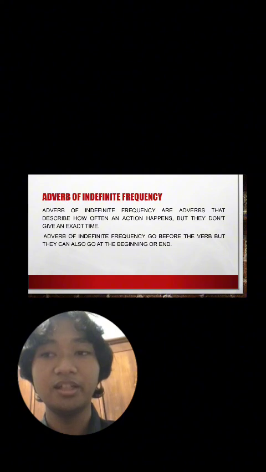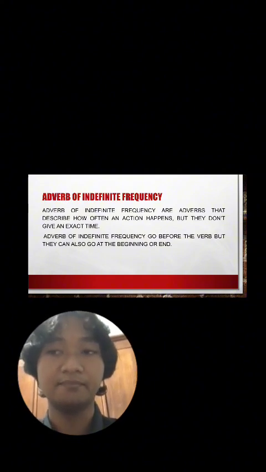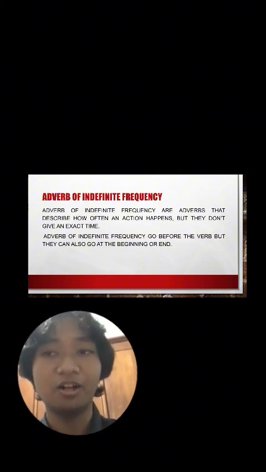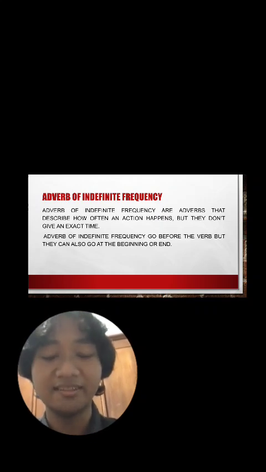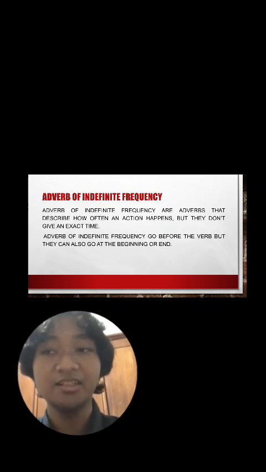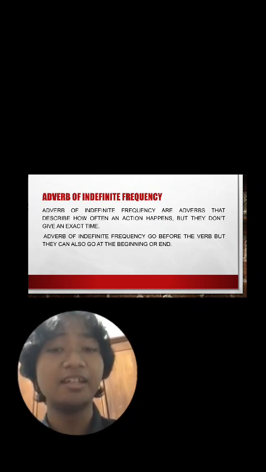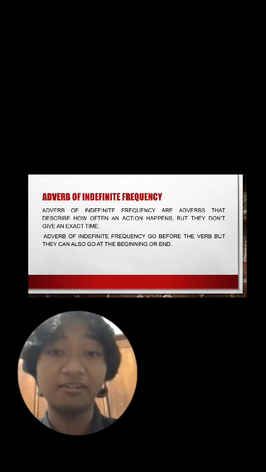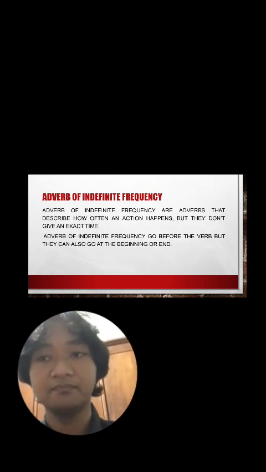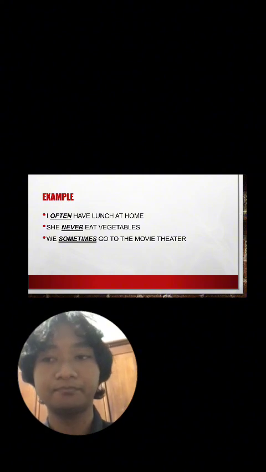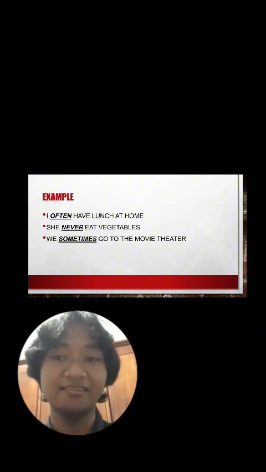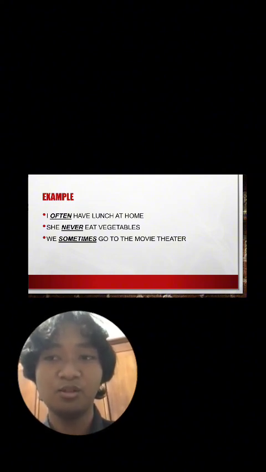Adverbs of indefinite frequency are adverbs that describe how often an action happens, but they don't give an exact time. Adverbs of indefinite frequency go before the verb, but they can also go at the beginning or end. For example, I often have lunch at home. She never eats vegetables. We sometimes go to the movie theater.